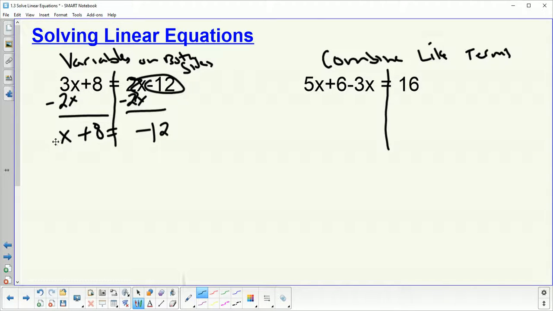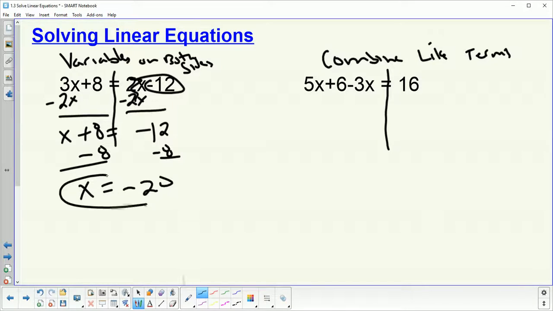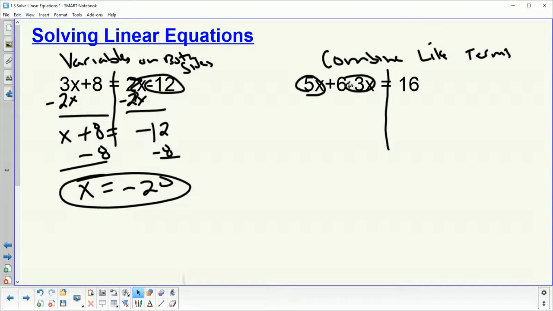Last step then to solve this one, because the x has no coefficient, there's a coefficient of 1. We're going to subtract 8 from both sides. And we end up with x equals a negative 20. And that would be that one. The combined like terms, since our 2x's are on the same side, we can just say 5x minus 3x. Remember the symbol in front goes with it. So that would end up with 2x. I can bring down my plus 6, and that equals 16 over here.